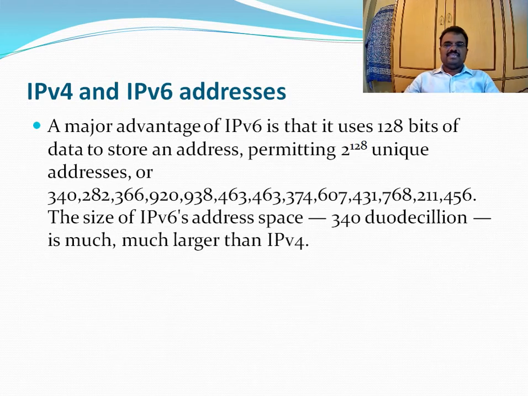The major advantage of IPv6 is that it uses 128 bits of data to store an address, permitting 2 to the power of 128 unique addresses, or 340 duodecillion. This is a huge number. That is nothing but 2 to the power of 128. The size of the IPv6 address space, 340 duodecillion, is much larger than IPv4.